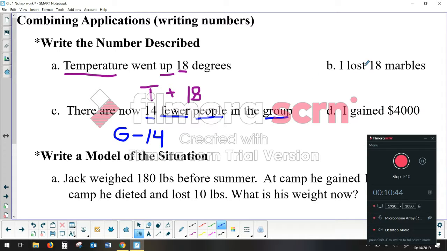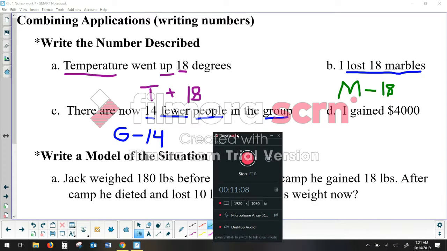Writing in numbers. I lost 18 marbles. You lost 18 of your marbles. So we had our marbles at one point, all of them. We're losing 18. Losing them, we're going to subtract. How many are we losing? 18.